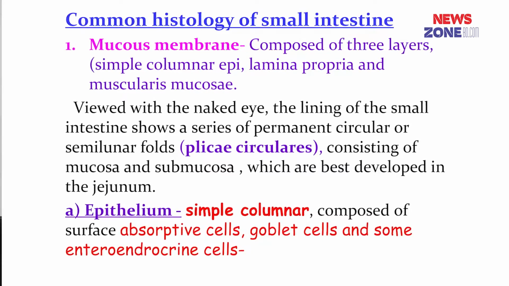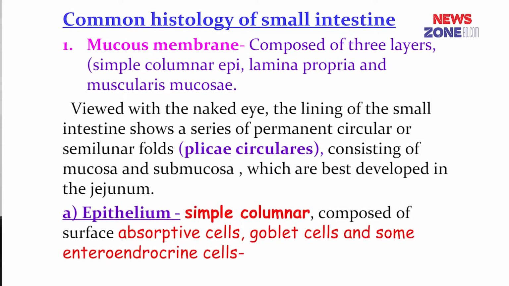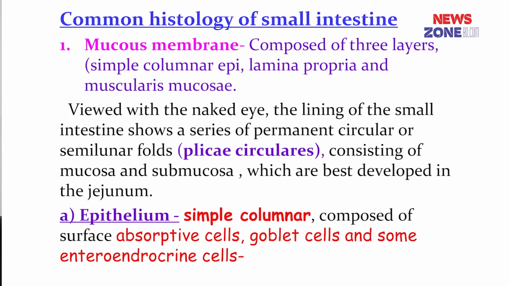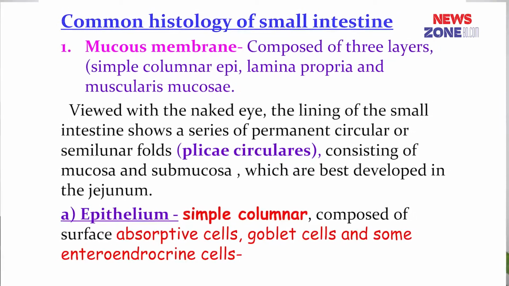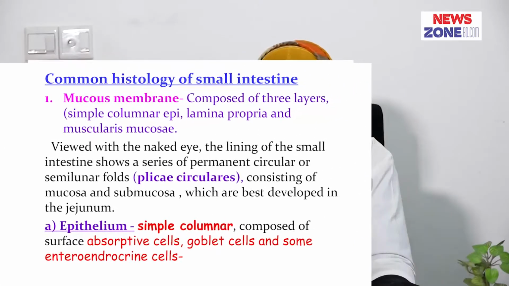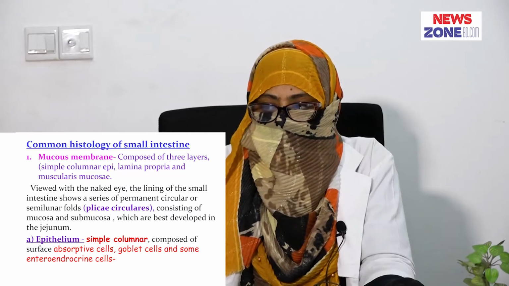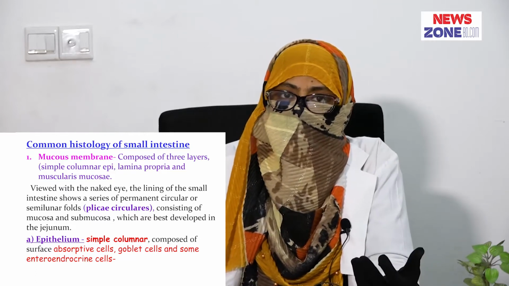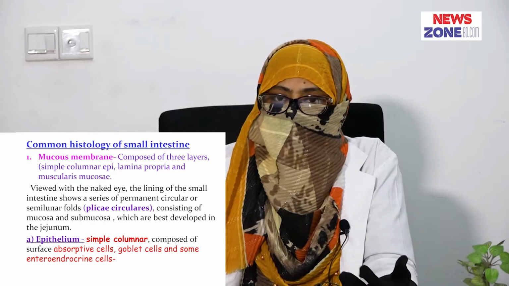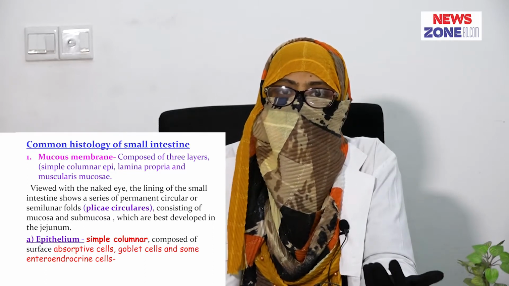Viewed with the naked eye, the lining of the small intestine, simple columnar epithelium, and this mucosa will form a series of permanent circular or semicircular folds, that is plica circularis, consisting of mucosa and submucosa, which are best developed in the jejunum. The epithelium is formed by simple columnar epithelium composed of surface absorptive cells, goblet cells and some enteroendocrine cells. Now, what are the criteria of the different types of cells present within the epithelium?